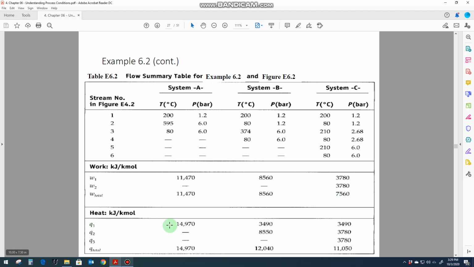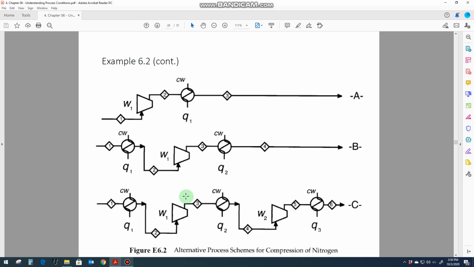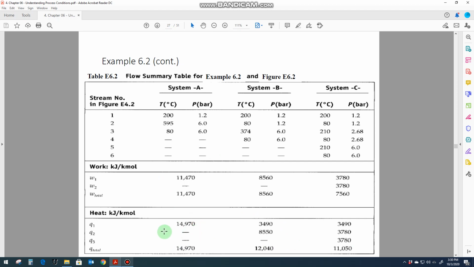Similarly, in terms of the heat that can be recovered from these heaters, what should be the value for those heaters? Now let us see this one. In system A, you have just one heater, so the amount of heat that you have to recover here, or that goes into the atmosphere, is very high, 14,970.